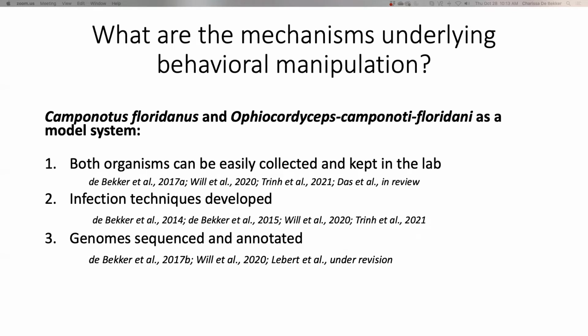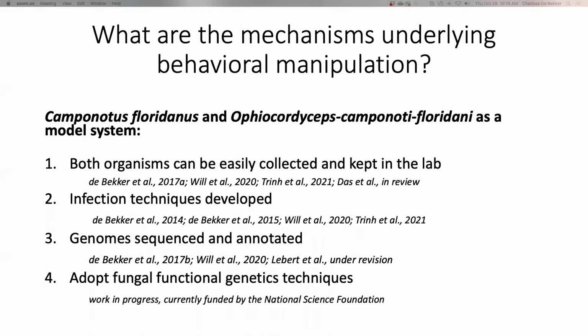What we've done over the years as well, to really be able to look underneath the hood and see what's going on, is we sequenced the genomes of several Ophiocordyceps species and annotated them. And we're very lucky that Camponotus floridanus is, for myrmecologists, considered a really interesting ant species. So that genome has been sequenced by our colleagues. So we're very lucky that we can take advantage of that in this case.